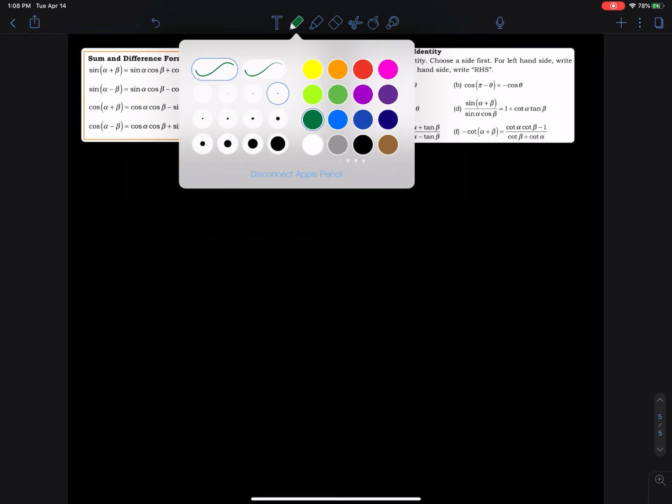Okay, what are we doing this time? So this time we are doing proving trig identities. It's always the best thing in trigonometry. So how do we prove it?